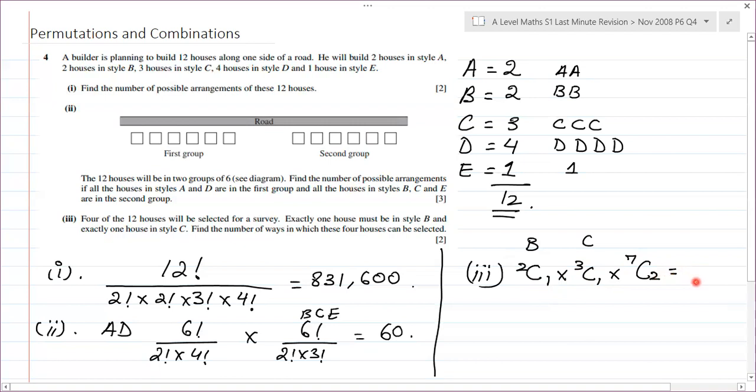That's going to give you 126. So that should be your answer, 126.